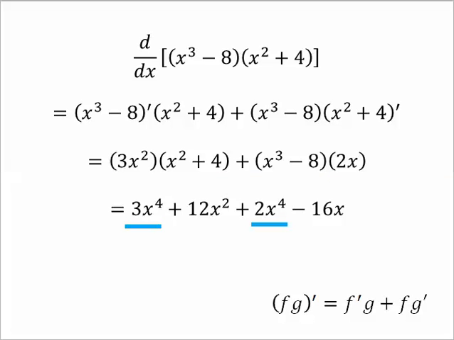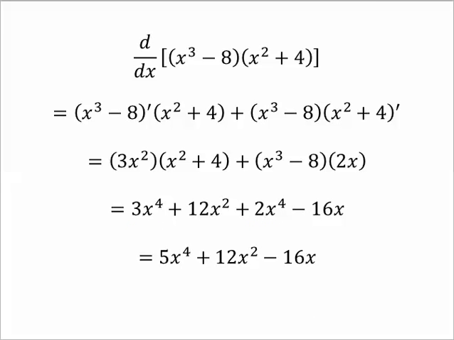After you do the distribution, you combine your like terms. I have two terms that have x to the fourth power. So I combine those, and I get 5x to the fourth plus 12x squared minus 16x. And if you want, you can pull out an x. Let's do another example.